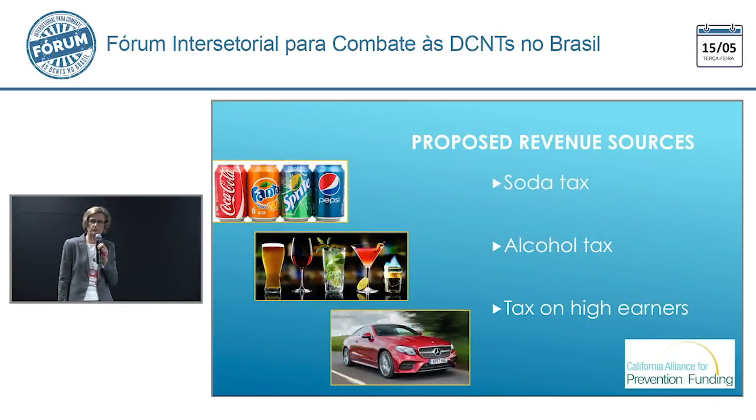Here are our proposed revenue sources, and these are the 3 that we've prioritized. We looked at 25 revenue sources, but these are the 3 we've prioritized. One is a soda tax, the next is an alcohol tax, and the next is a tax on high earners.